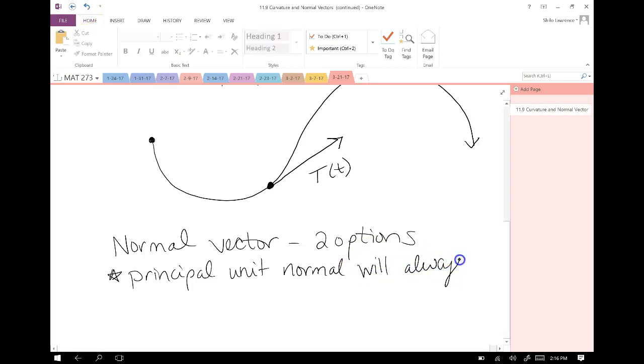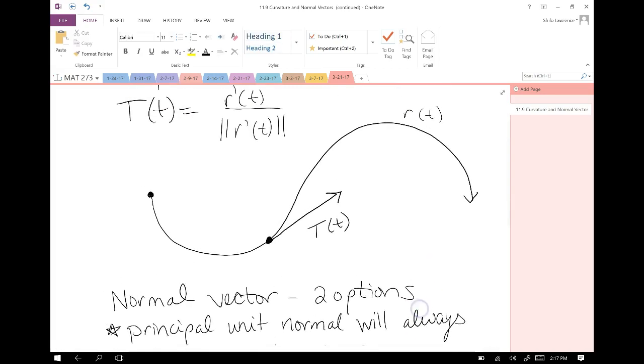So it's always going to point into the curve. Our principal unit normal vector will always point into the curve. The one pointing out is also a normal vector, but it's not the principal unit normal vector. So this one here, and they're at a 90-degree angle, this one we're going to call N of t.